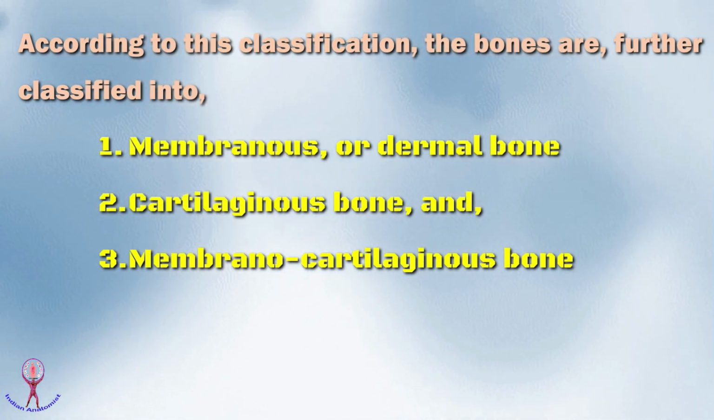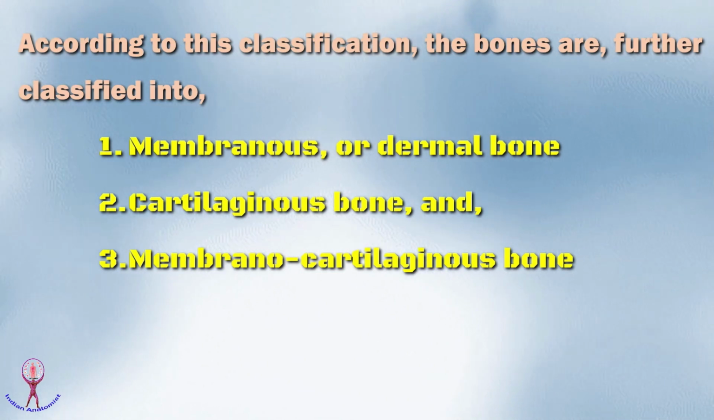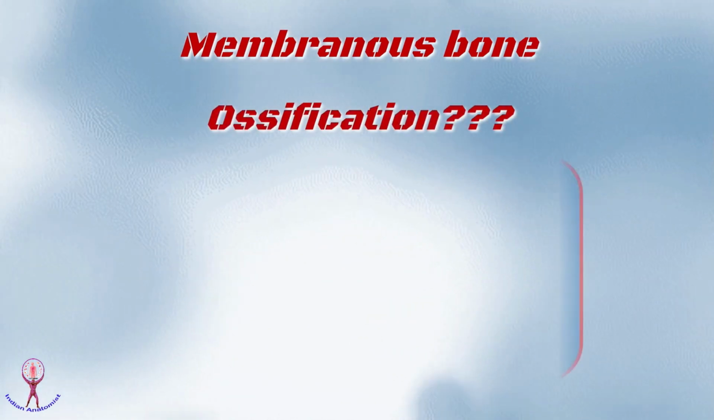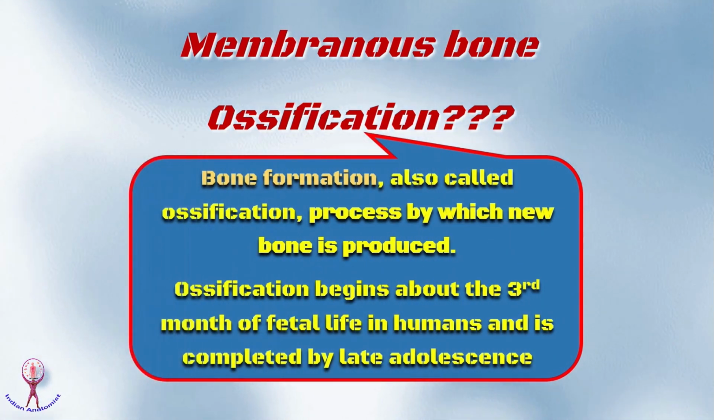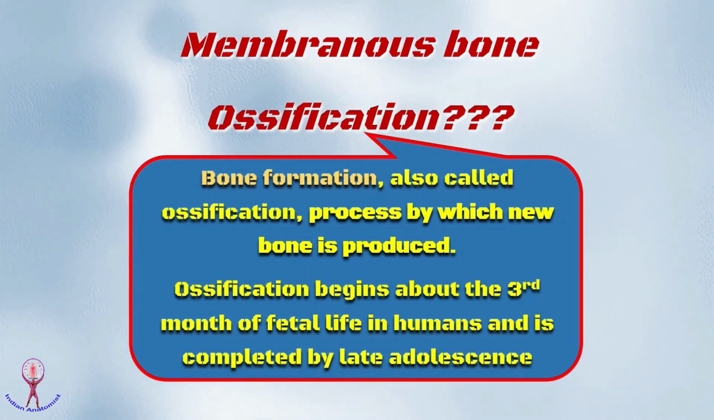2. Cartilaginous bone, and 3. Membranocartilaginous bone. First, I will discuss the membranous bone. Before that, you should know about the term ossification. Now, what is ossification? The bone formation, also called ossification, is the process by which new bone is produced.